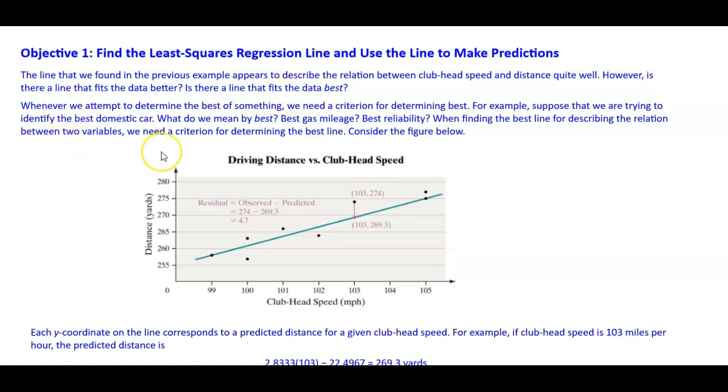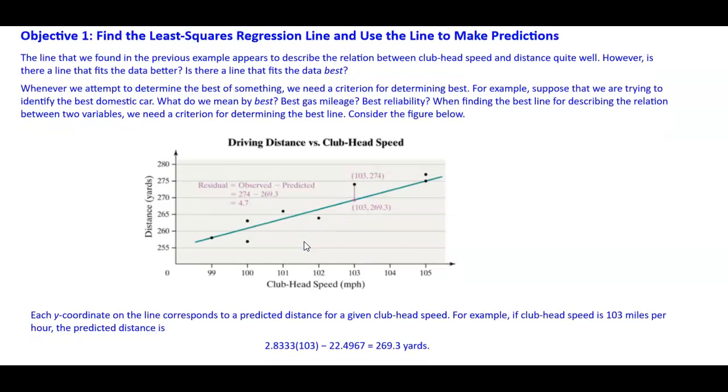Whenever we attempt to determine the best of something, we need a criterion for determining the best. For example, suppose that we are trying to identify the best domestic car. What do we mean by best? Best gas mileage? Best reliability? When finding the best line for describing the relation between two variables, we need a criterion for determining the best line. So we're going to consider the figure below. Again, this is what we had before, the figure with the line that we created from our previous example.